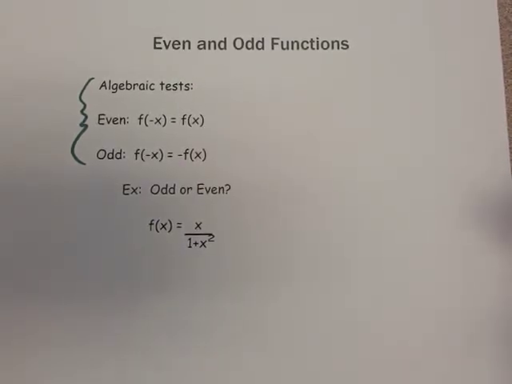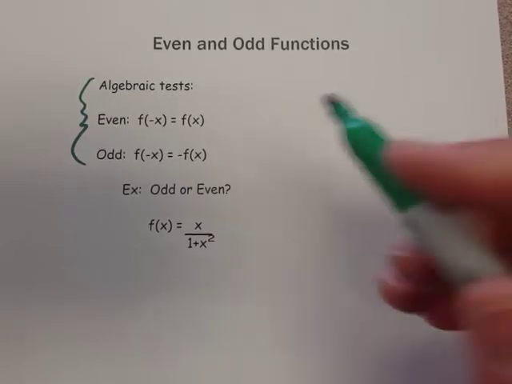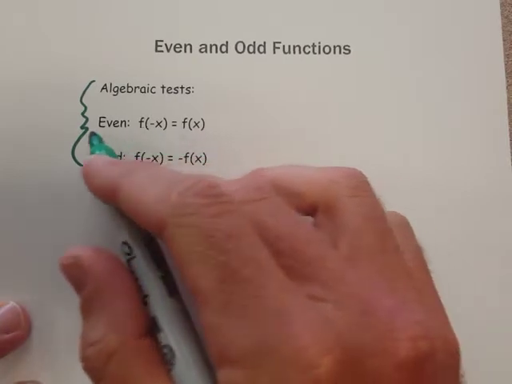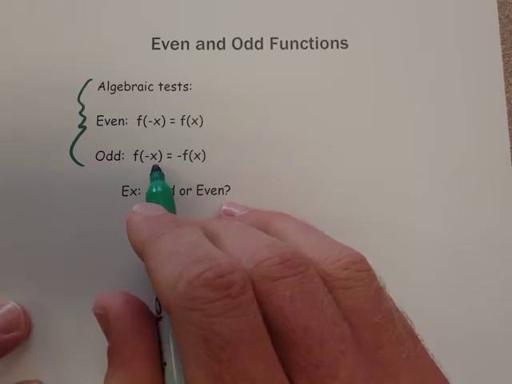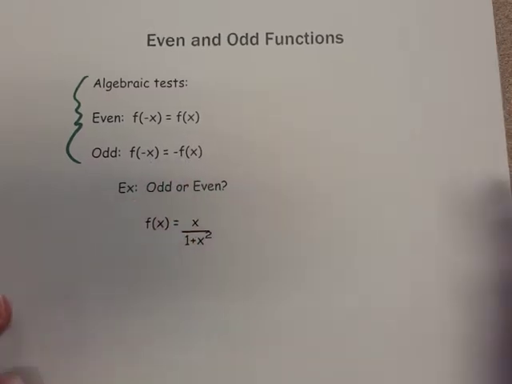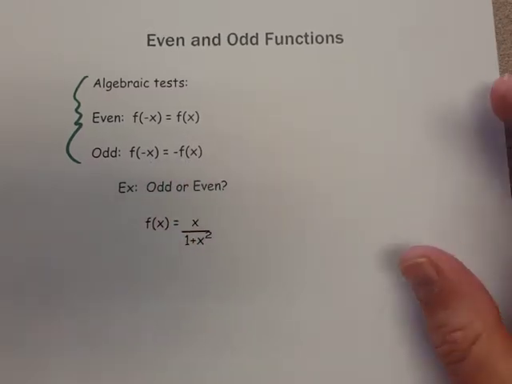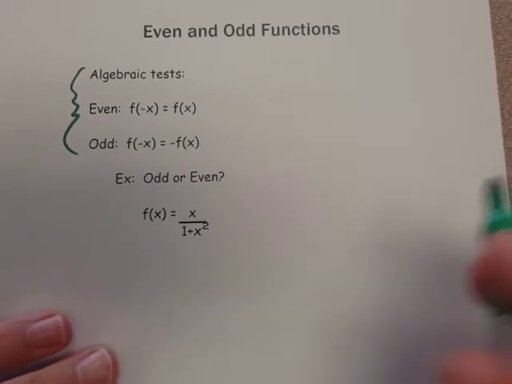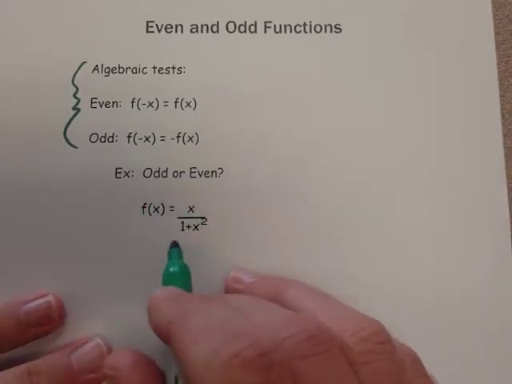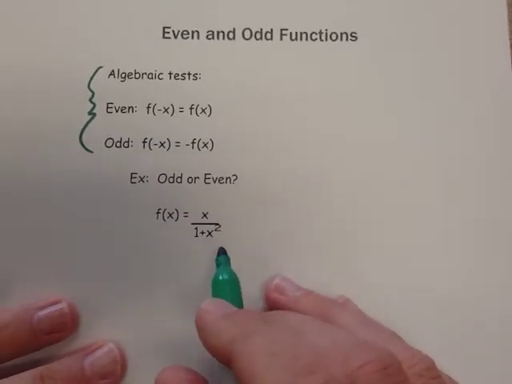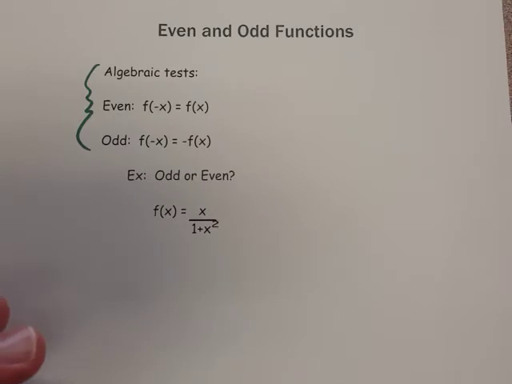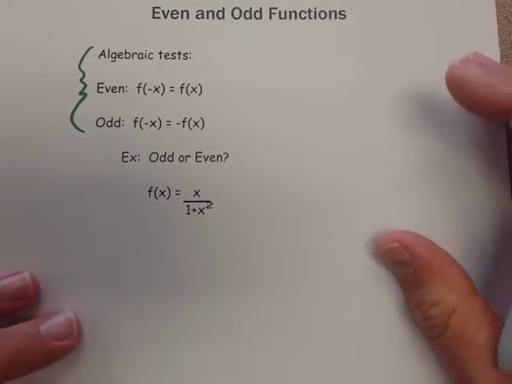Now, if it's even, what will come out once everything's simplified is just the original function itself. That's what this statement means. If it's odd and we plug in a negative, what's going to come out is the exact opposite of the original function. So I want to give you a couple of quick examples, and we'll start with this one here. I'm not going to tell you if it's even or odd. If you wanted to, you could graph this on your calculator and get a look at it first, but I want to do this using the algebraic test.